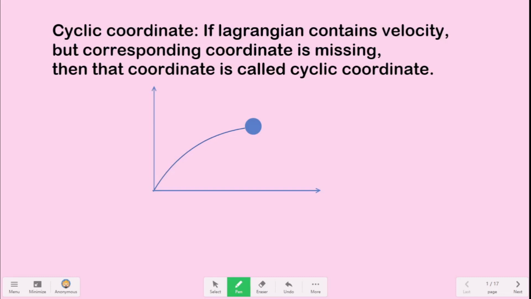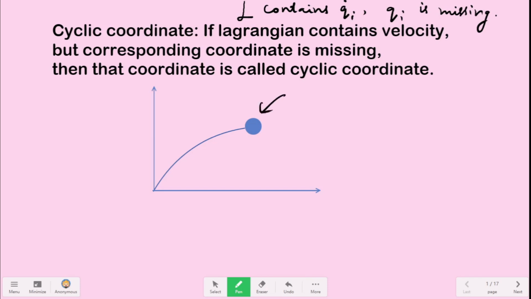In this video, let us first discuss what cyclic coordinates are. If the Lagrangian contains velocity, that is qi dot, but qi is missing, then qi is called a cyclic coordinate. If the Lagrangian contains velocity but the corresponding coordinate is missing, then that coordinate is called a cyclic coordinate. To get more clarity, let us discuss an example.